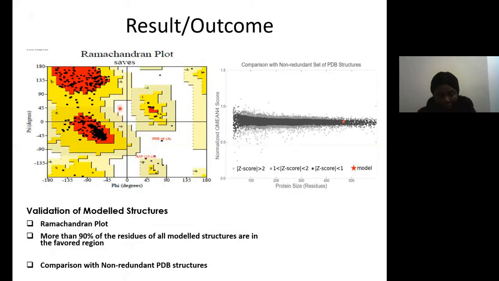This is the result obtained from the validation of model structure, in which more than 90% of the residues of all model structures are in the favored region in the Ramachandran plot, which is the characteristic of a good quality model. This is also supported by the QMEAN Z-score around 0, which shows adequate correlation in comparison of the model structure with the experimental structure of similar size. This validates the quality of the model protein structure of the selected CYP3A4 variants in the study.